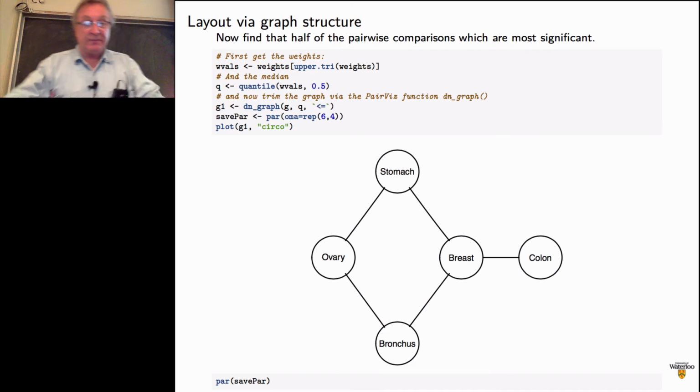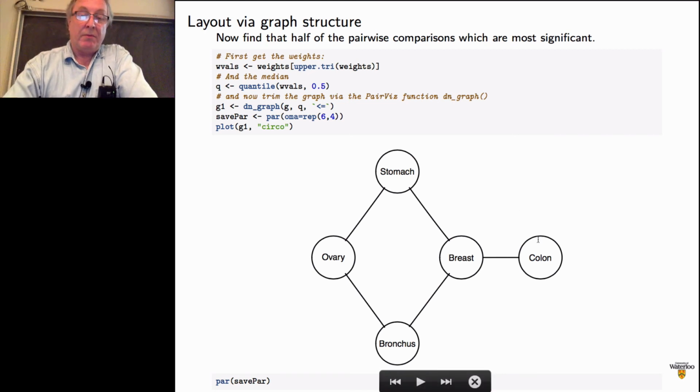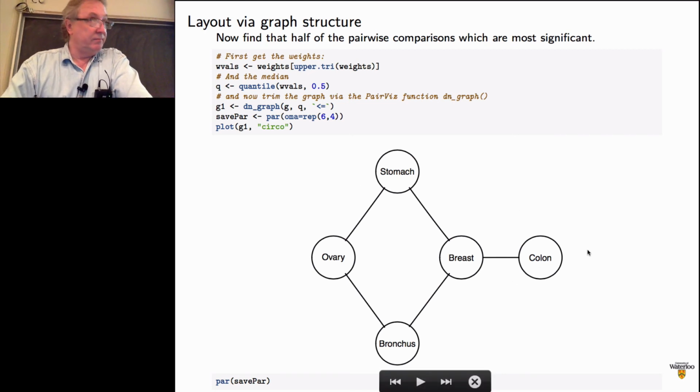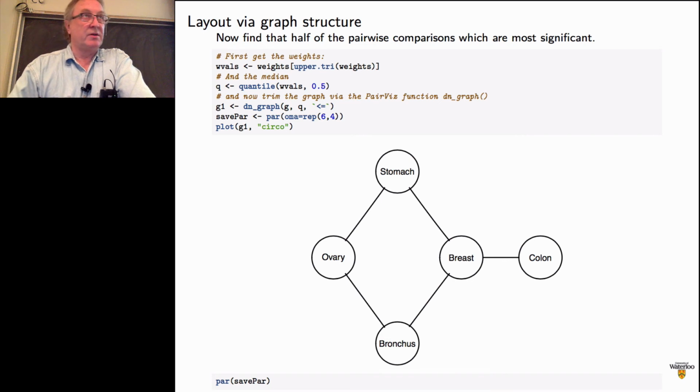So if you have that, then you want to say, well, maybe I want to traverse this graph in my layout. I don't want to be making comparisons between breast and ovary or stomach and bronchus or ovary and colon, etc. But just these, I want to see the significant comparisons, which amounts to traversing this graph. Everybody with me?